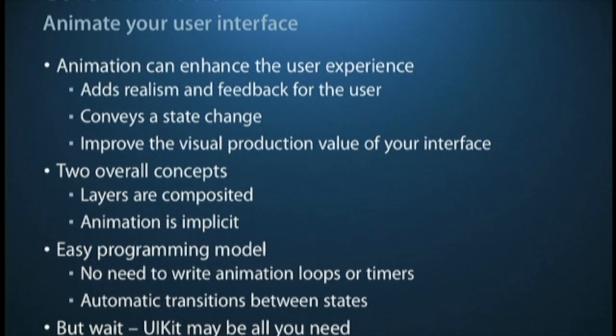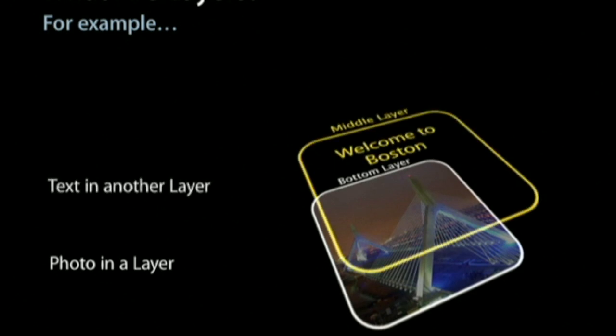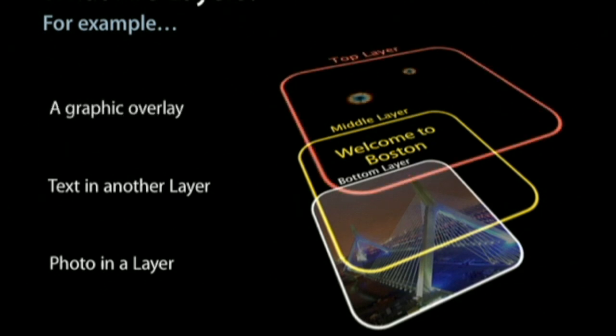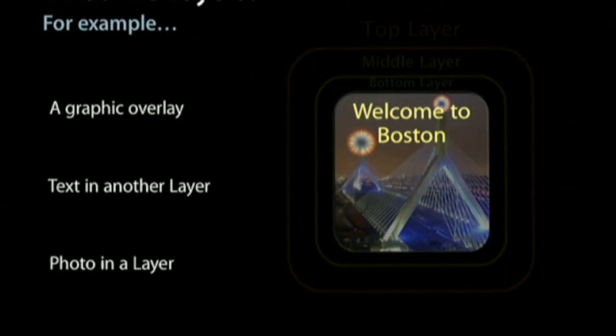I'll start with, what are layers? Well, they're a flat surface drawn in a 3D space. So here's an example. Say you have a photo as the contents of a layer. Then you have some text in another layer that you're going to overlay on the first one. Then you have some graphics in a third layer to go on top. Now, the vertical separation here is just for illustration purposes. When these layers are actually drawn by the system, they'll be composited together.